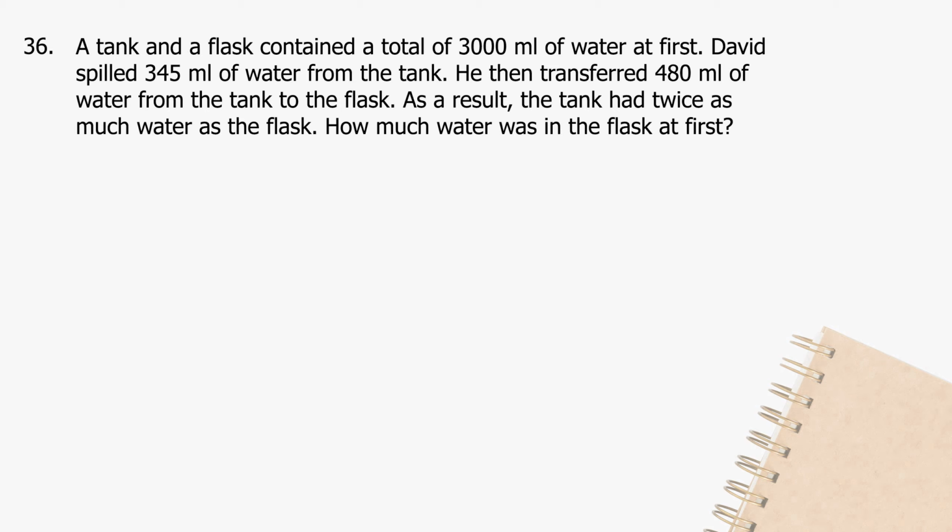Question 36. A tank and a flask contain a total of 3,000 milliliters of water at first. David spilled 345 milliliters of water from the tank. He then transferred 480 milliliters of water from the tank to the flask. As a result, the tank had twice as much water as the flask. How much water was in the flask at first?